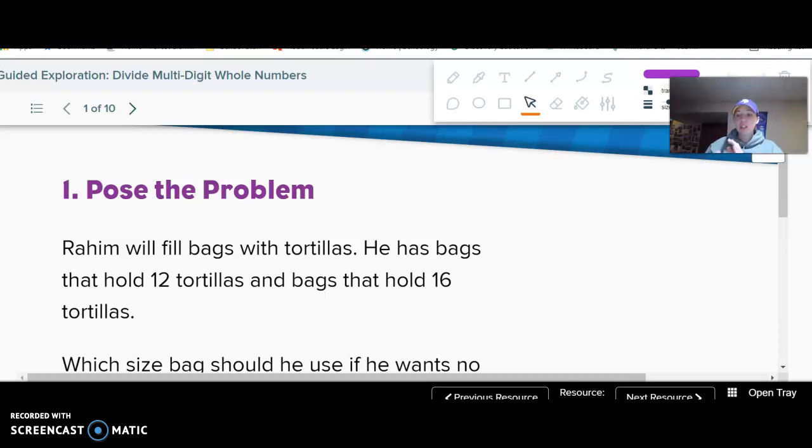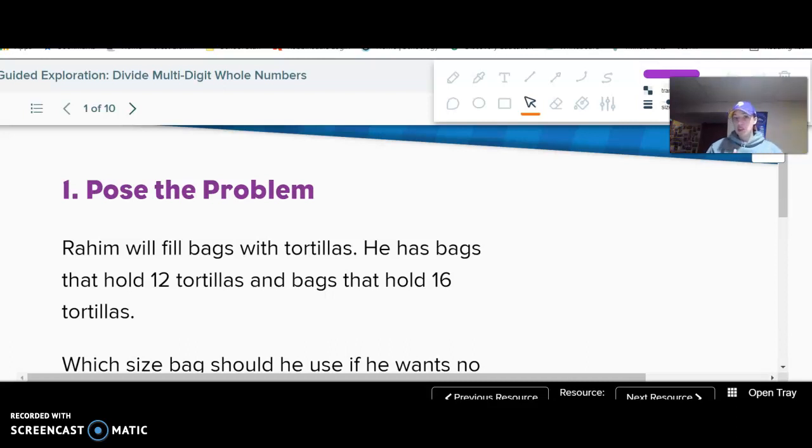7.6, here we go. Divide multi-digit whole numbers. Now it's very similar to the ones we've done before. Dividing by 2 digits. Some of these will have remainders. That's the main difference. The I can statement, I can use partial quotients to solve division problems, which sometimes include a remainder. So just more practice, getting more comfortable using the division strategy that you choose.